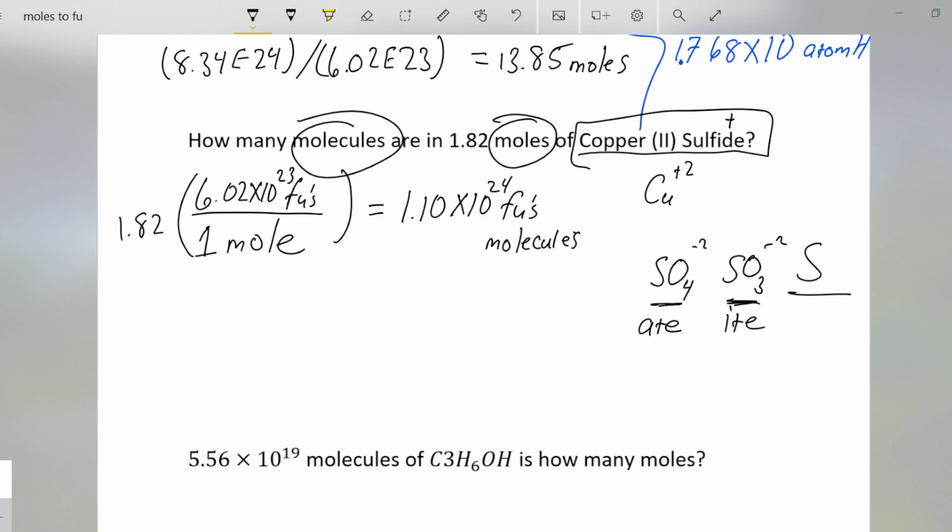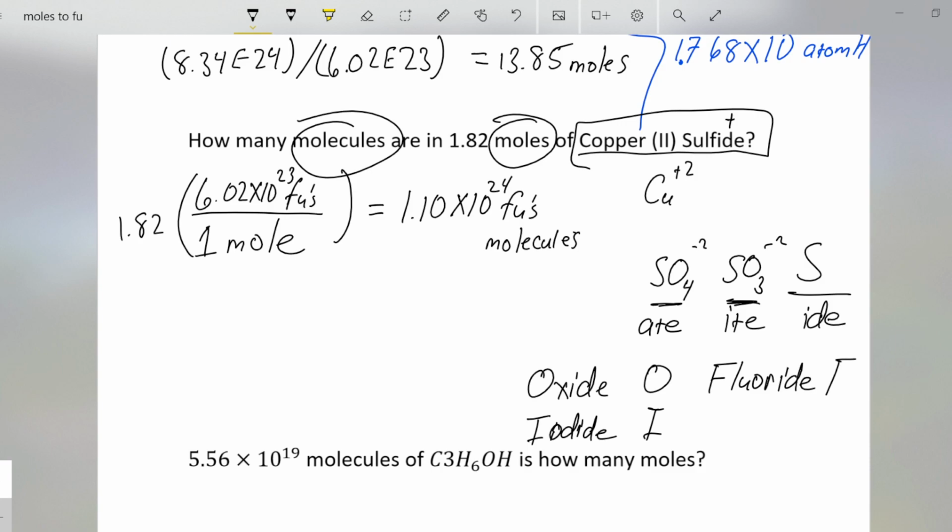But this one, just sulfur, since it's just the element, it is "-ide". Remember way back from last semester, we talked about how we could have oxide, which was oxygen. We could have iodide, I-O-D-I-D-E, which is iodine. We could have fluoride, which is fluorine. We have all these other ides, but they're always just a single atom, and they're always a nonmetal too.